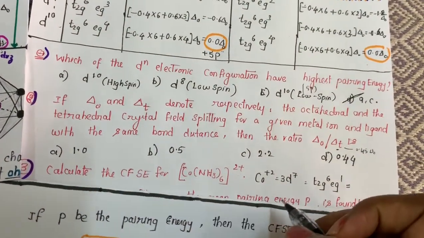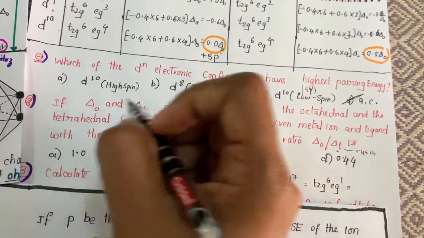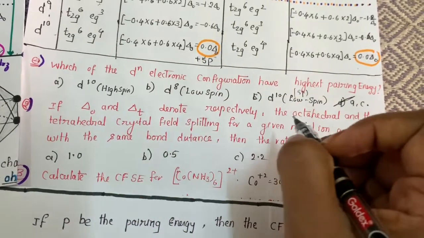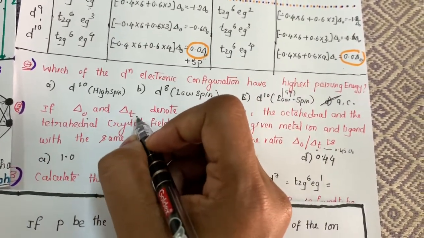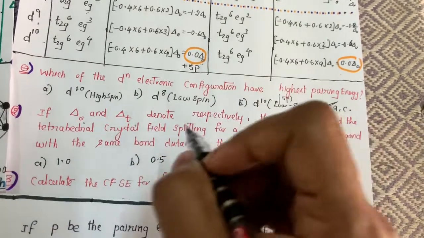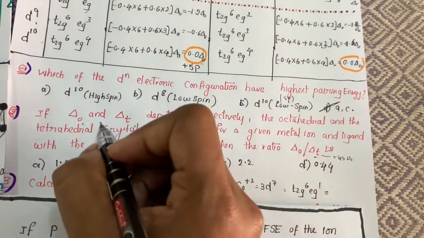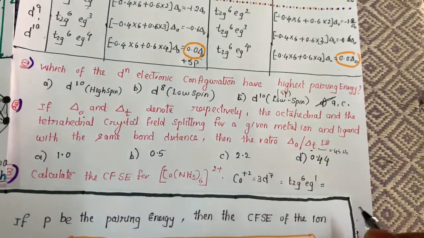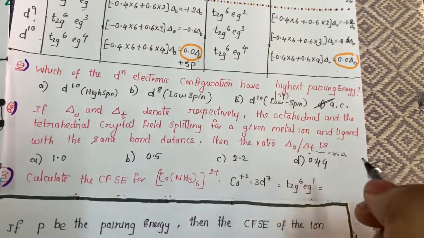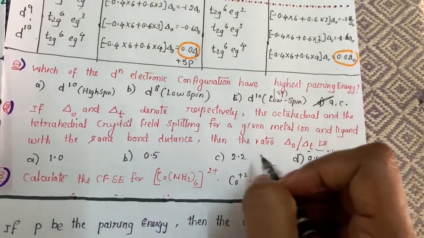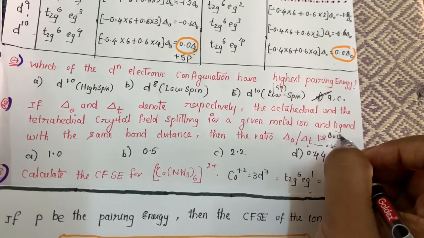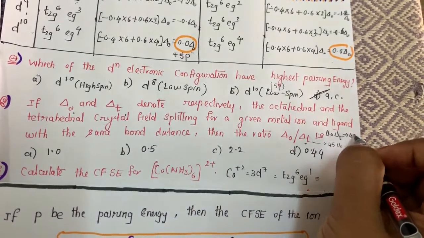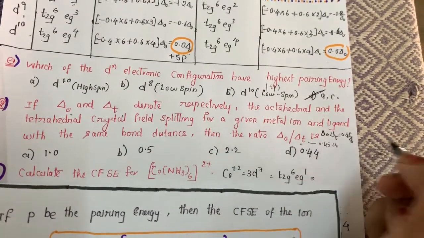The next question: if delta O and delta T denote respectively the octahedral crystal field splitting and the tetrahedral crystal field splitting, then what is the ratio between delta O and delta T? As we know how they are interrelated, delta O you can also write as, see here, delta O, and delta T you can also write as 0.45 delta O.